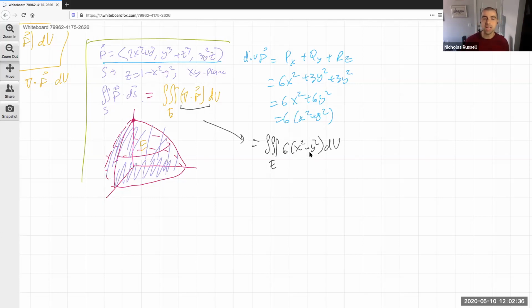I know here also that I have this x squared plus y squared, so I might want to use cylindrical coordinates. And so let's utilize cylindrical coordinates here then. As a reminder, cylindrical coordinates are z, r, and theta. And so we go through the domain.